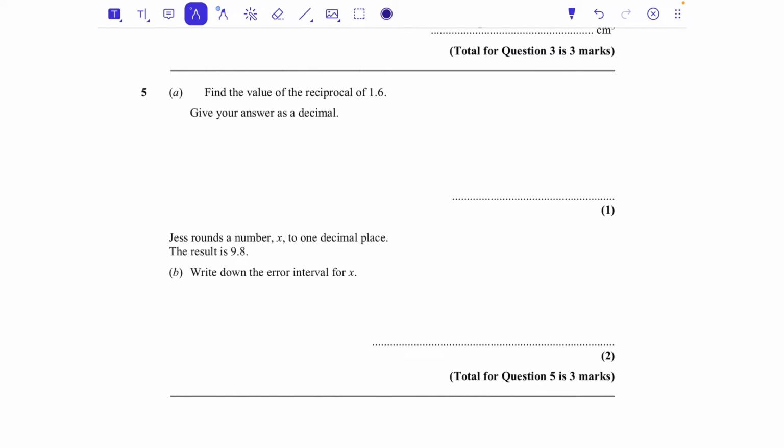Now, a reciprocal is when you take a fraction and you turn it upside down or invert it so that the bottom number becomes the top and the top number becomes the bottom. So the reciprocal of 2 over 3, for example, would be 3 over 2.